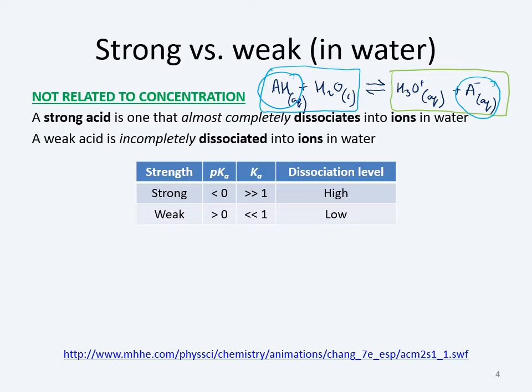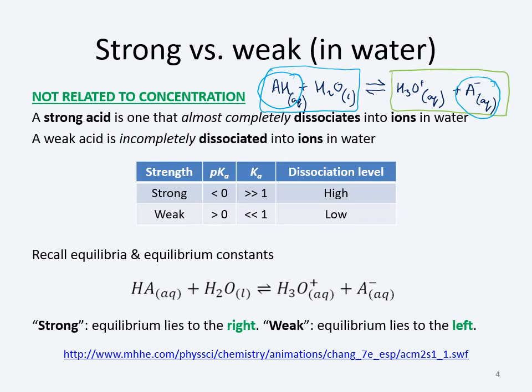And we've already defined how we can describe that in terms of pKa. My definition here is that a strong acid has a pKa that is less than 0, and a weak acid is an acid that has a pKa that is greater than 0.